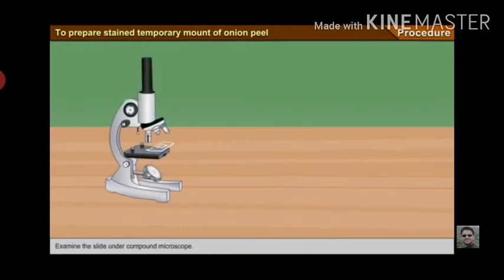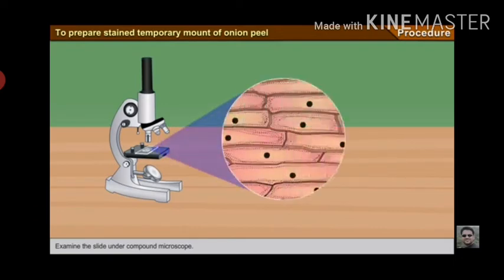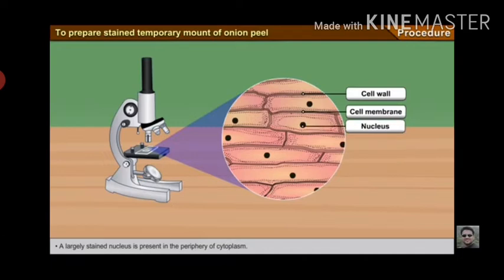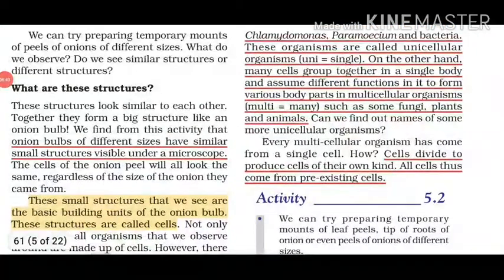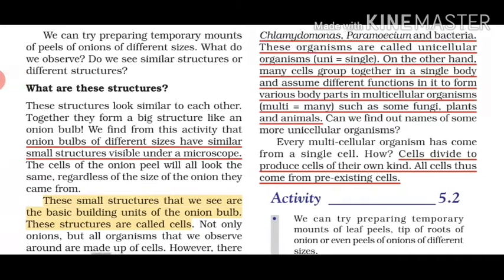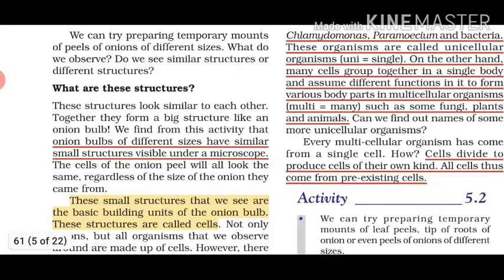Now observe the slide under a compound microscope and you can see that there are a large number of hexagonal cells, as seen in the figure, which lie side by side having distinct cell walls, cell membrane, and the dark black dot is the nucleus. Now take onions of different sizes and try to make a peel and examine under the microscope. We can observe that onion bulbs of different sizes have similar small structures visible under a microscope regardless of the size of the onion they came from.